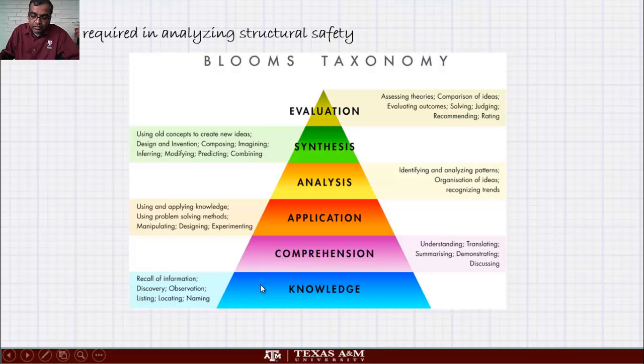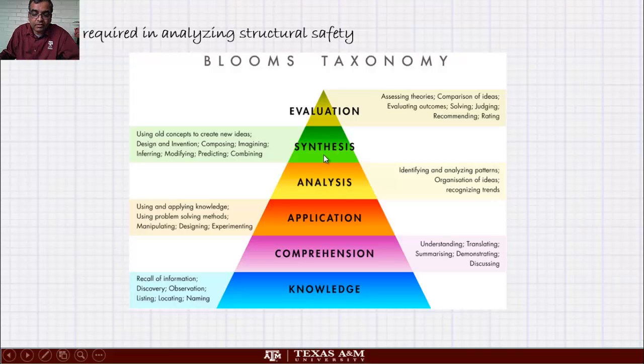What we are going to do is we are going to have some steps which are out here. Many of our steps are out here, using and applying knowledge. That's when we start. So 221 is in this range of Bloom's taxonomy. Using problem solving methods, manipulating, designing, experimenting, all of that sits here. Then the next one is identifying and analyzing patterns. Pattern recognition is key. So we are going to talk a little bit about this, and we will go further as you go.